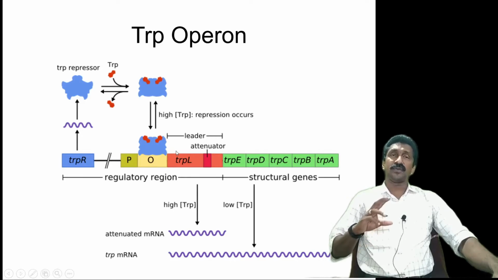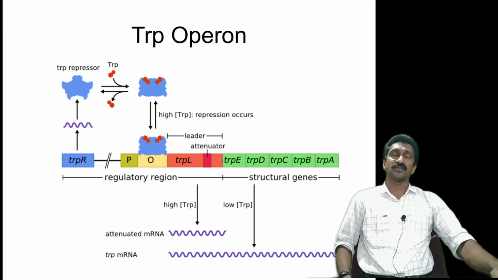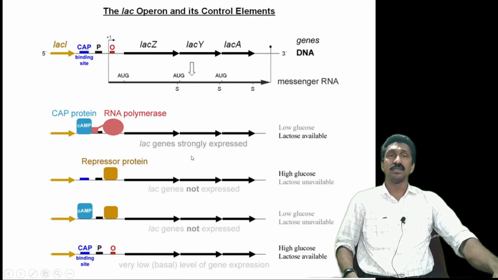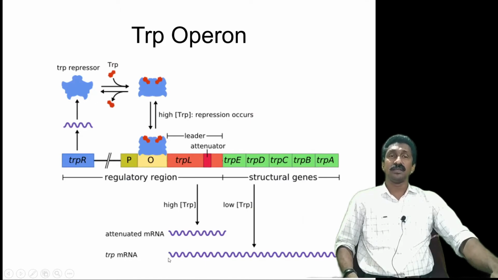And the second type of regulatory mechanism seen in the trp operon is the attenuation-based mechanism, using the leader sequence, that is the trpL sequence, and the attenuator sequence, which is shown here. If the attenuator system is functional, then the attenuated mRNA will be of a shorter length, and the structural genes will not be coded. And if both systems, the repression system and the attenuation system, are not working, then all the mRNAs will be coded and the structural genes will be transcribed.